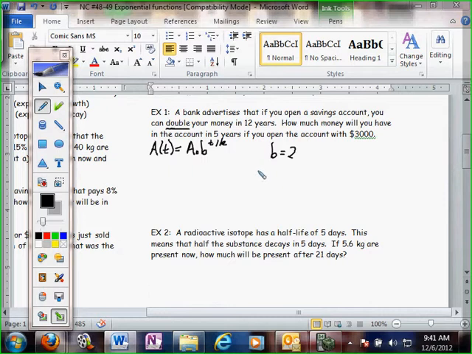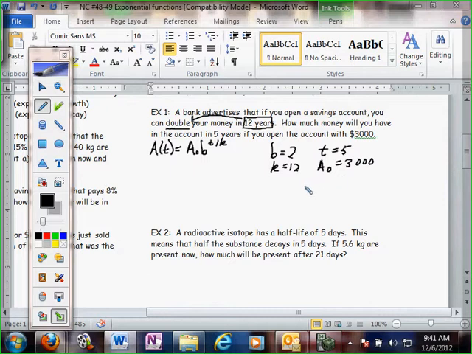Now remember, the note card tells you that K is the amount of time you need to multiply A naught times B. That means that K is going to be 12 because it takes 12 years to double. How much money will you have in the account in 5 years? T is 5. Time we're going to be dealing with here is 5. If you open the account with 3,000, A naught, the initial amount, is 3,000.